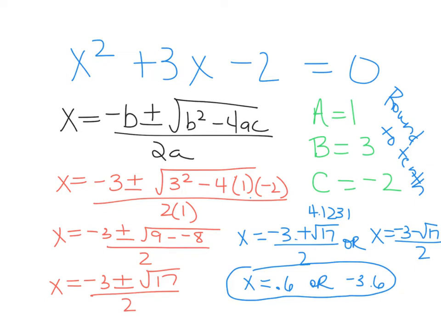Okay, now why have we never talked about decimals or anything before? Well, because everything that we did factored nice and neatly. When they don't factor neatly, this is where we get these strange, they're called roots or solutions. Okay, so the answer to this problem is 0.6 or -3.6.